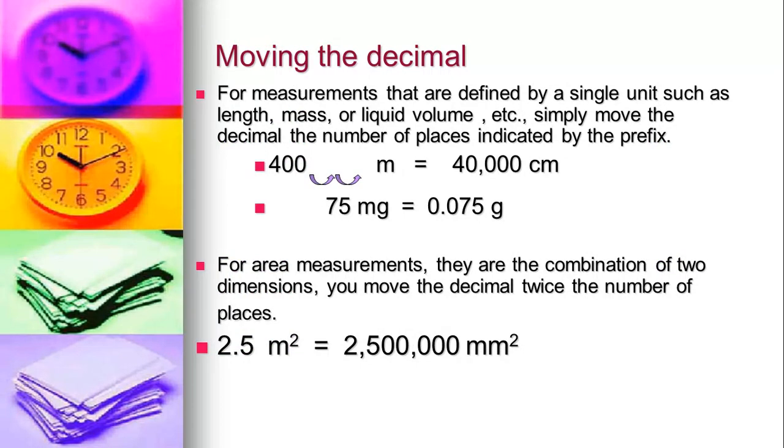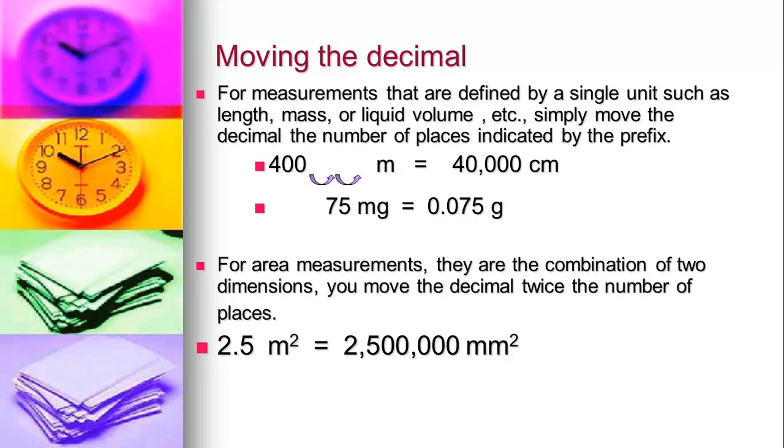So, for measurements that are defined by a single unit such as length, mass, or liquid volume, simply move the decimal the number of places indicated by the prefixes. Halimbawa, meter to centimeters. So, dalawang decimal yung i-move natin. So, this would be equals to 400 meters is equals to 40,000 centimeters.